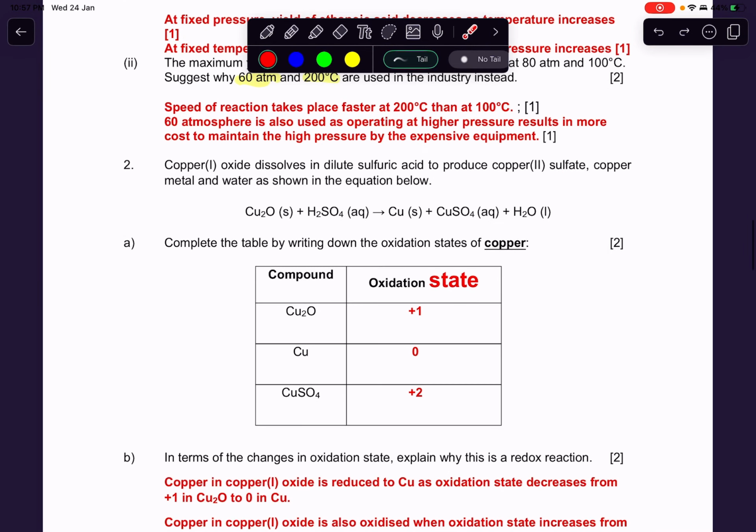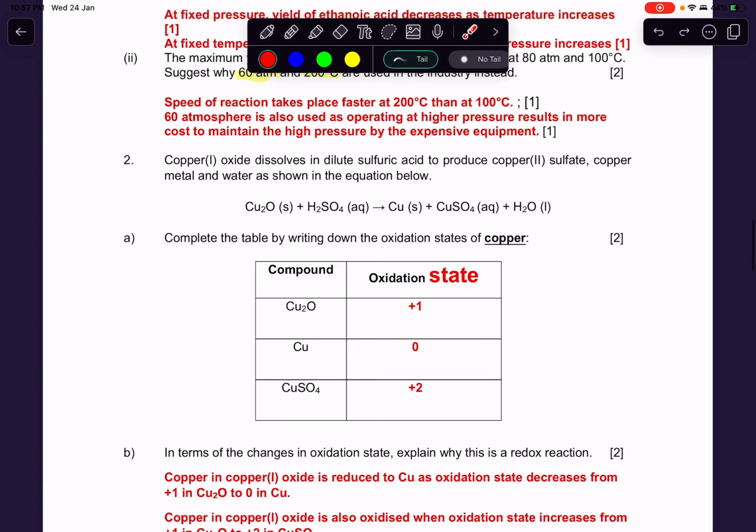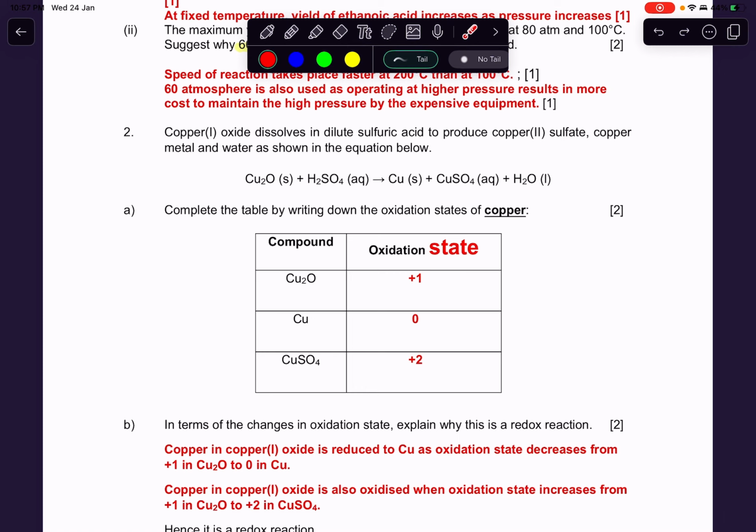Next question is about oxidation, your redox question. They tell you copper 1 oxide dissolves in dilute sulfuric acid to produce copper 2 sulfate, copper metal and water. They gave you the equation. When they give you the equation, you need to make full use of the equation. So complete the table writing down the oxidation states of copper.